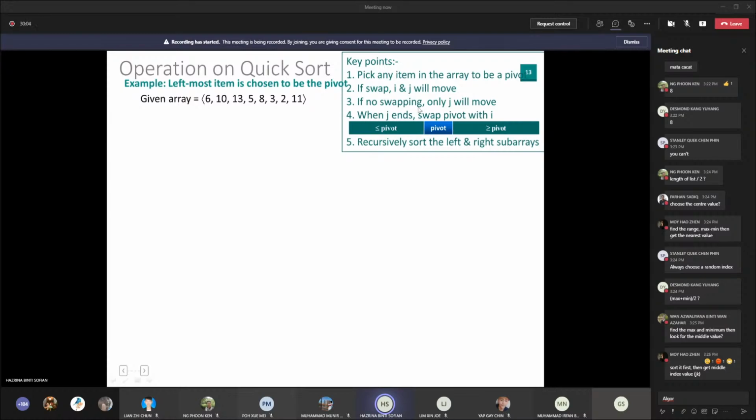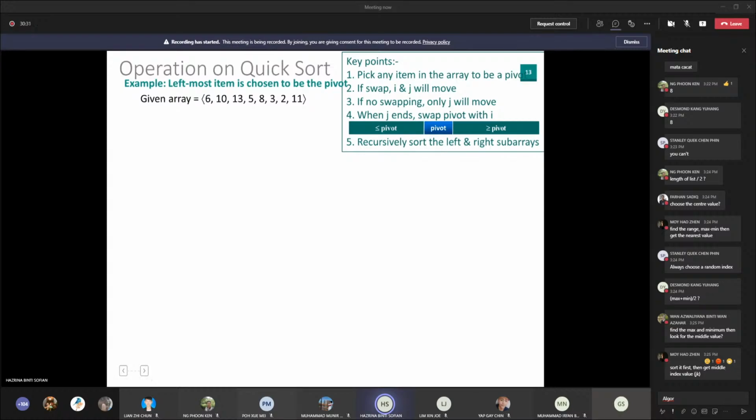Then, because j will keep on plus 1, j keeps on moving to the right from the left. So when j ends, we need to swap the pivot with i. Then we need to recursively sort the left and the right subarray. Okay, don't worry, I will display this throughout the example.